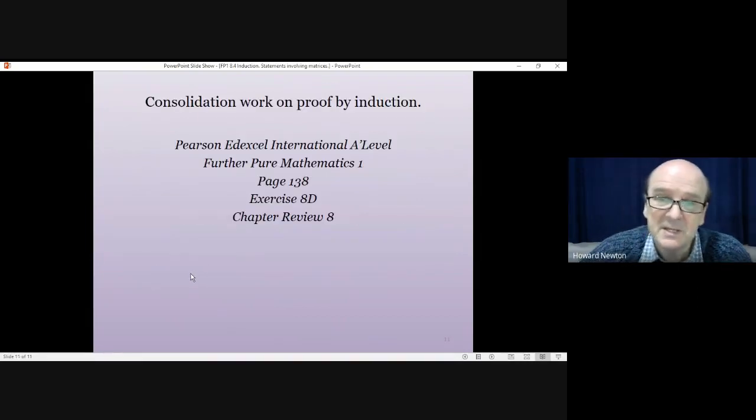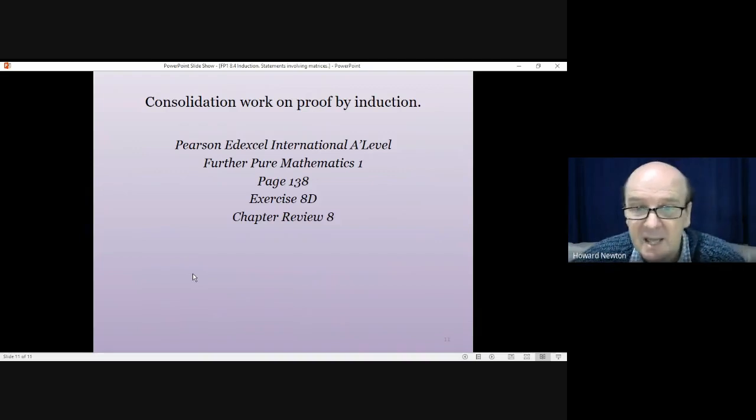Now, that gets us to the exercise. I think one good thing about questions involving matrices, I think all of them do have a very, very similar feel. I think certainly the majority are very like that last example that we did. Anyway, if you have the textbook, go to page 138, exercise 8D. That's the last exercise in chapter 8. So you could also have a go at chapter review 8 as well.